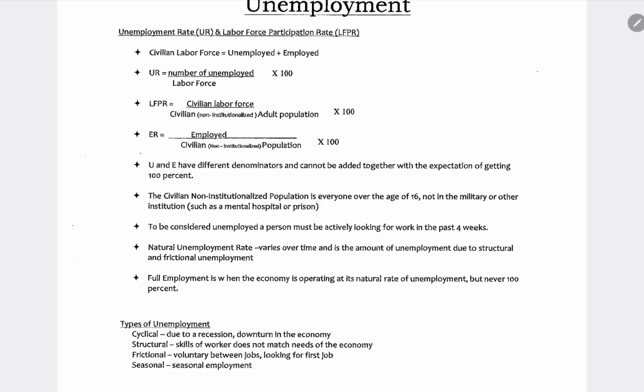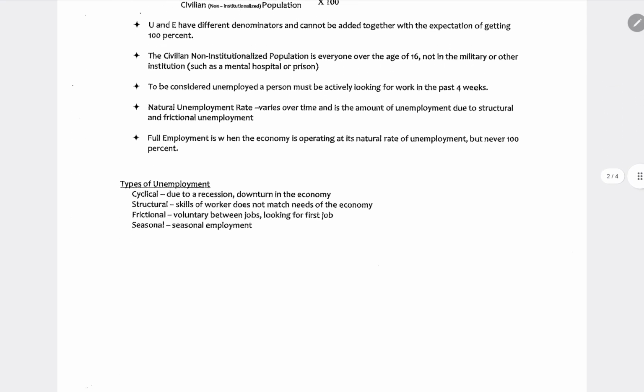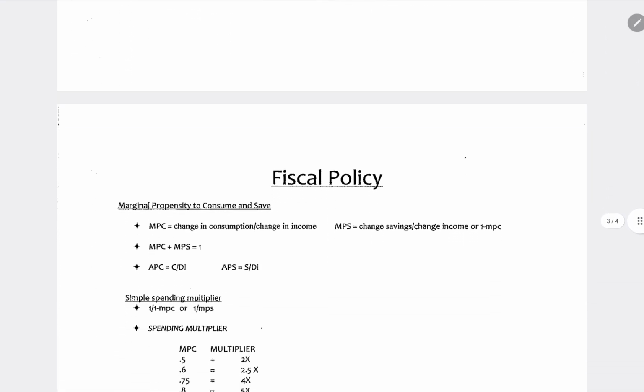Frictional unemployment is voluntary, between jobs, or looking for a first job. It's normally caused by you leaving a job, and then looking for a job soon after. That's frictional unemployment. You also have seasonal unemployment, right?